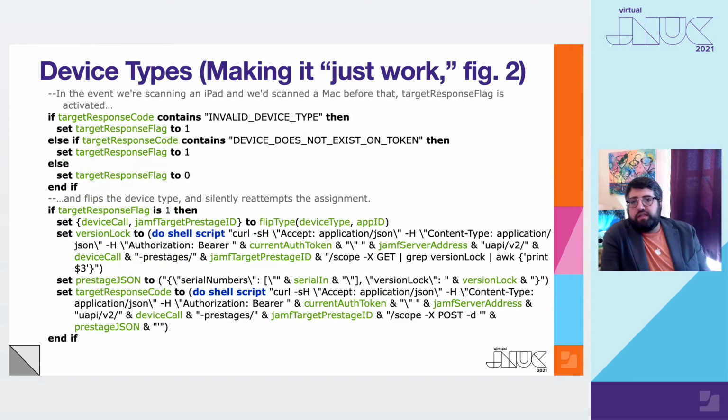And that's called into play here, where if there's an error that comes through, either invalid device type or, I found lately, device does not exist on token sometimes comes up, the script is smart enough to say, okay, I understand these are errors, but they might be indicative that I'm just trying to send an iPad serial number to the Mac pre-stage, and Jamf won't have any of that. So trying that flip type and being able to say, okay, well, we're just going to see if this is a Mac. Then let's try it as a Mac, and it goes through.